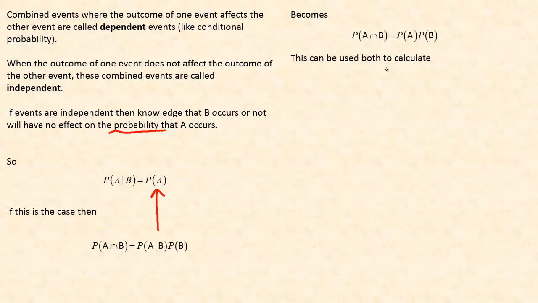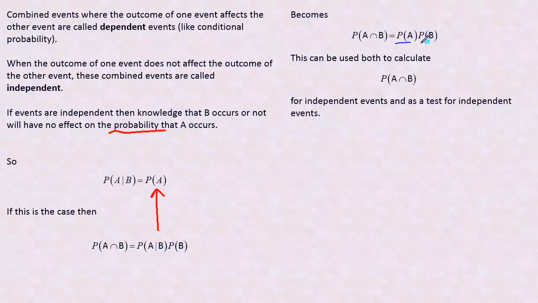This can be used both to calculate the probability of A and B for independent events and as a test for independent events. In other words, if we know the probability of A and the probability of B and we know that the events are independent, then we can calculate this. On the other hand, if we want to test whether events are independent, we can calculate this and see if it's equal to this.